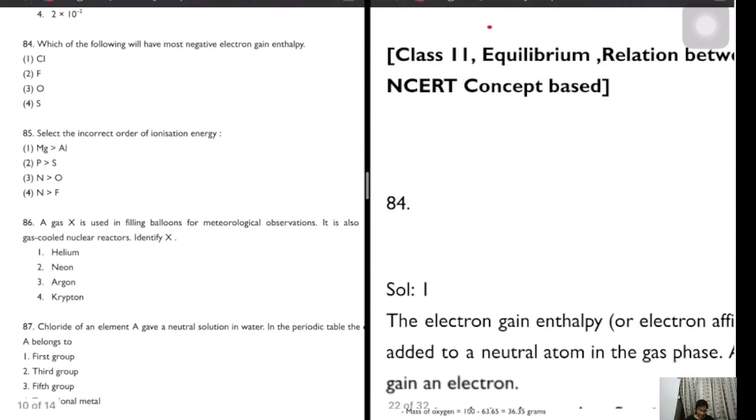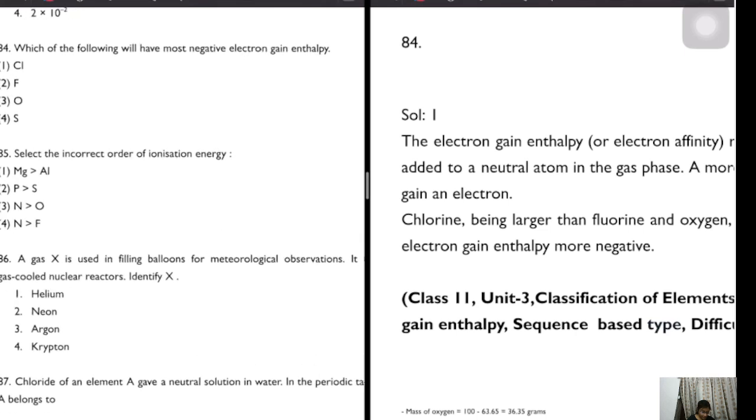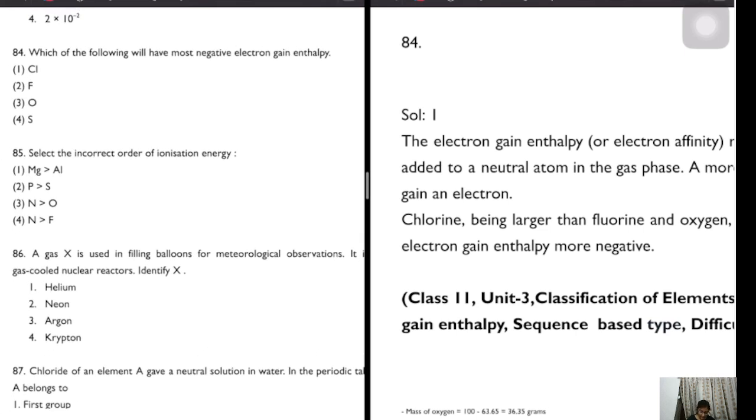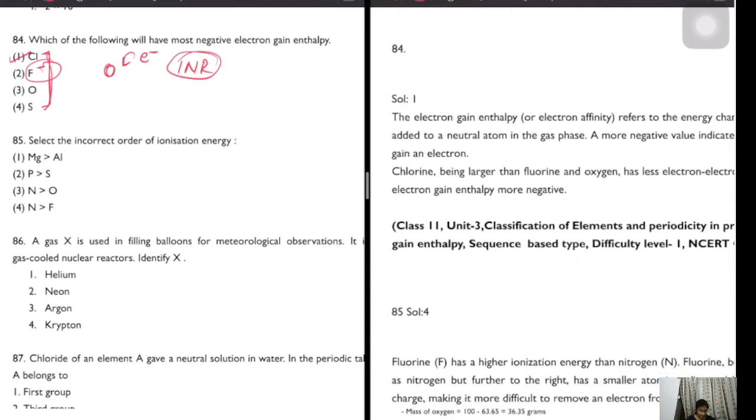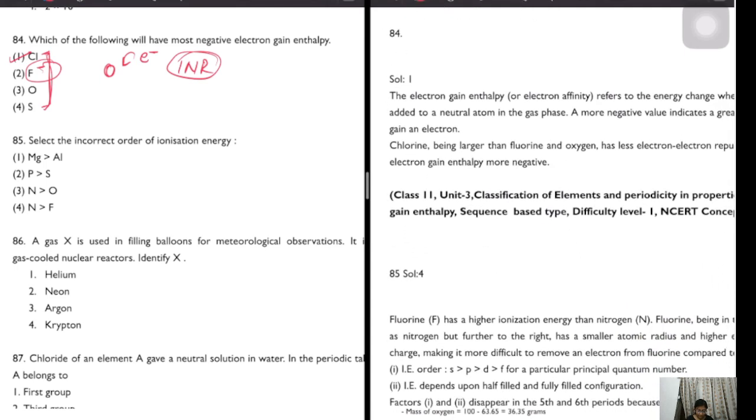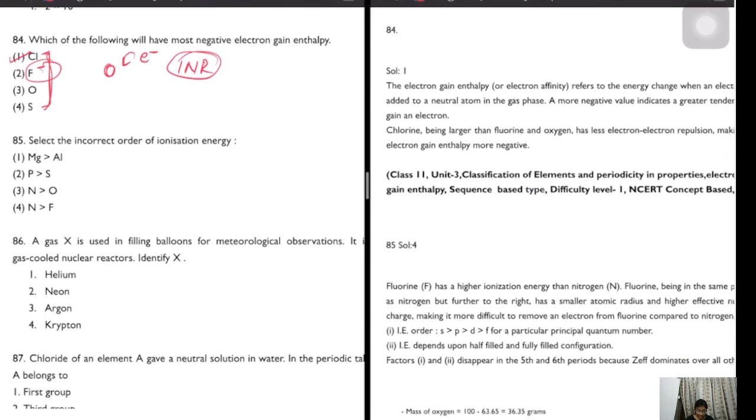Now, in the next question, what do we have? Which of the following will have the most negative electron gain enthalpy? See, out of these, the answer would be 1. Why? Because when we add an electron to fluorine, it is already very small. If we are adding even more electrons, there will be inter-electronic repulsions. So that is why the electron gain enthalpy will not be that high.